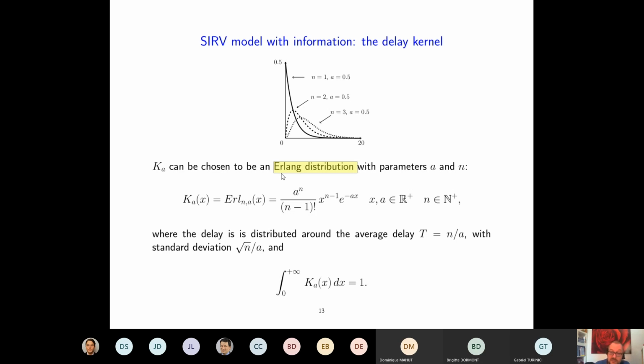Using an Erlang distribution is very useful from a mathematical point of view, because one can reduce the system to an ordinary differential equation system by using the linear chain trick. And we also have a very interesting physical meaning of this parameter A, which is the inverse of the average delay of the information.